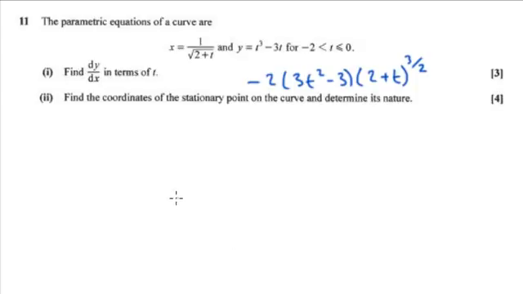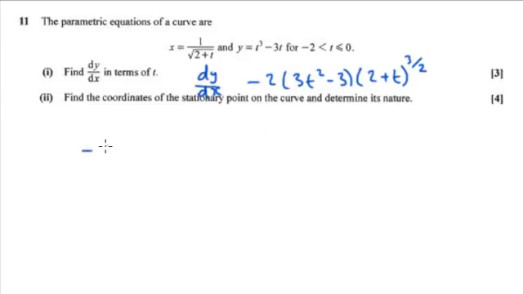Okay, part 2 now says to find the coordinates of the stationary point on the curve and determine its value. So this is my version of dy by dx from part 1. So the coordinates of the stationary point come from when dy by dx equals 0. So we need to make this equal to 0 now.